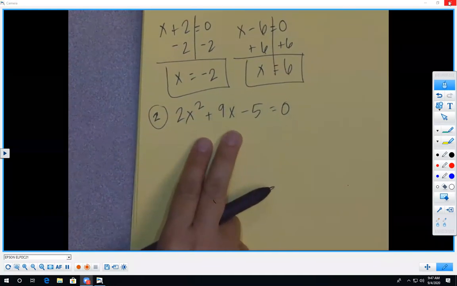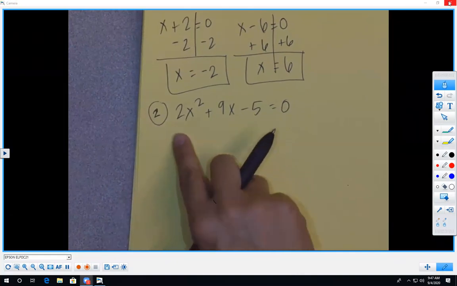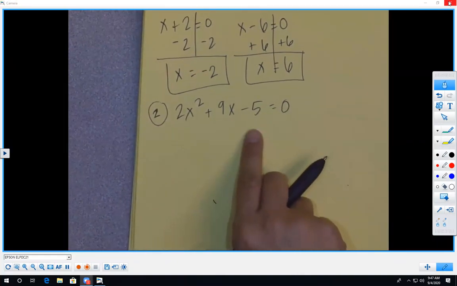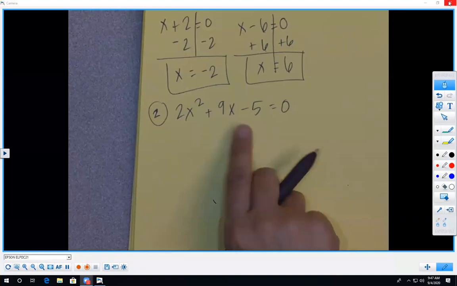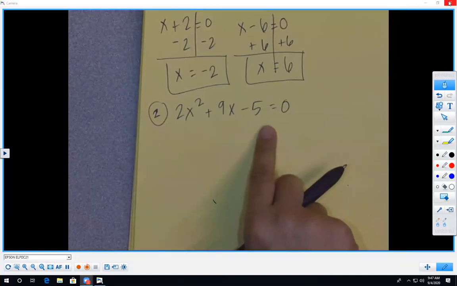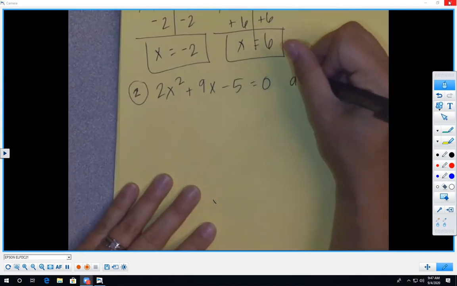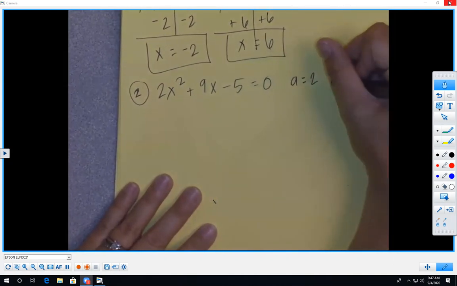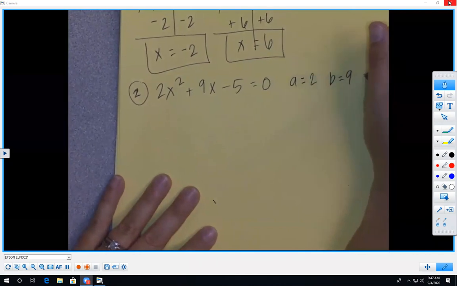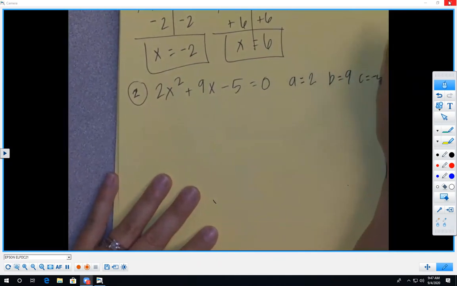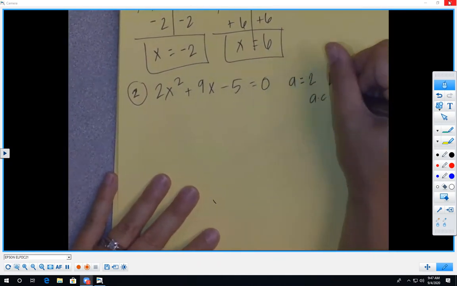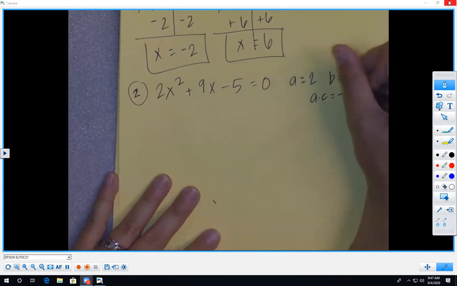So let's think through a factoring. First thing you do is, is there a GCF? No, there's not a GCF all the way through. How many terms do I have here? 3. What kind of factoring is it? AC method. What's my A value? 2. What's my B value? 9. C value is -5. So A times C is 2 times -5, which is -10.